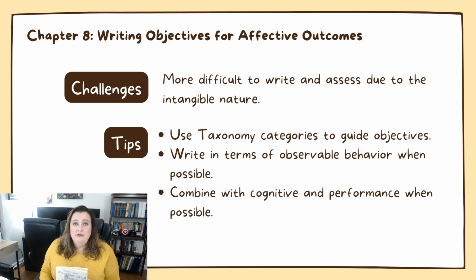When it comes to feelings, emotions, heart, how a student is learning and growing in those areas, it's a lot more difficult to assess than just a performance skill. Can they dissect a frog? Do they use the right tool when they're doing that? That kind of thing is easier to have an objective on. So for tips, I really appreciated some of the tips they provide. First of all, using the taxonomy categories to guide objectives.